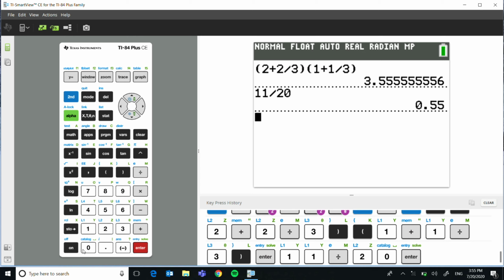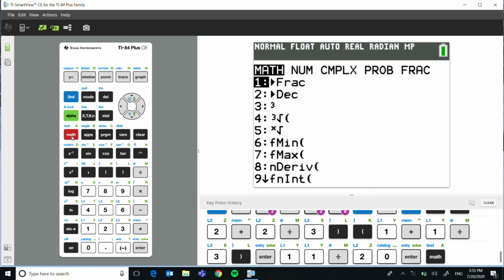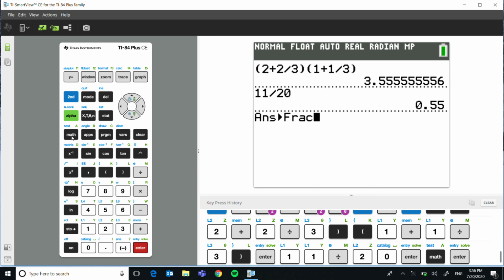And if we really wanted to check that, actually, not even second. If we just hit this math button, which is below that green button, and then we hit frac, so then it says answer arrow fraction, and then hit enter again, it gives us that fraction. Okay, so that's just a way to check it.